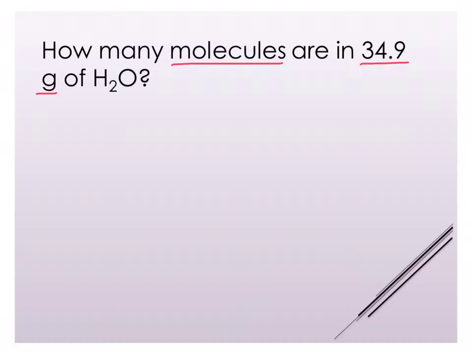So we're looking for molecules. We're starting with our grams of water. So I'm going to start there, 34.9 grams of H2O. Now, I don't know any relationship that's going to get me directly from grams to molecules. However, I do know there's a relationship between grams and moles, and once I get to moles, I can find molecules. And what we use for getting from grams to moles or from moles to grams is our molar mass.